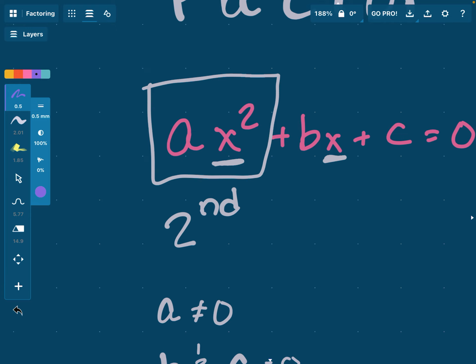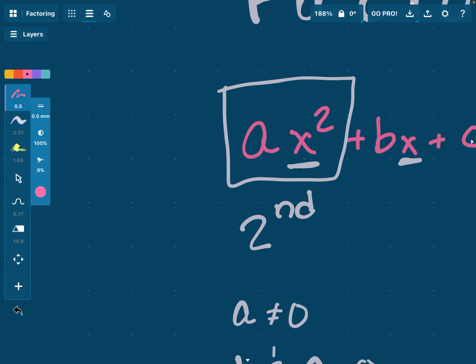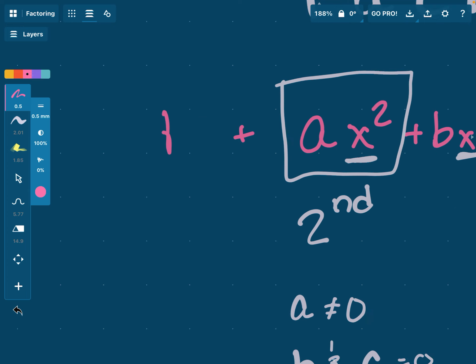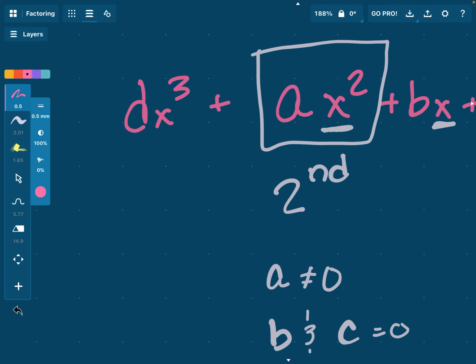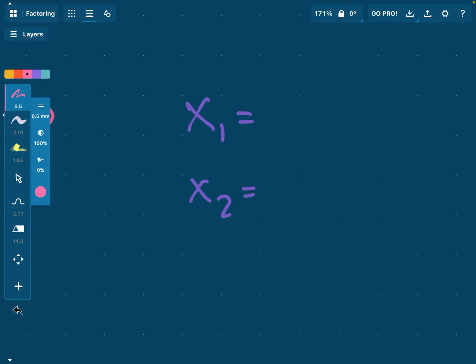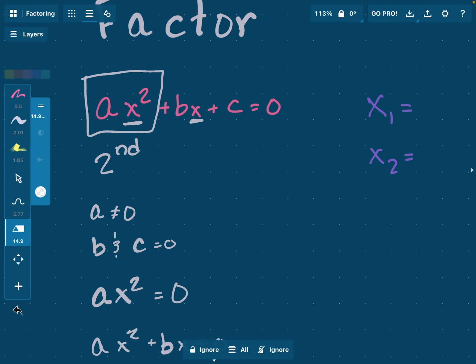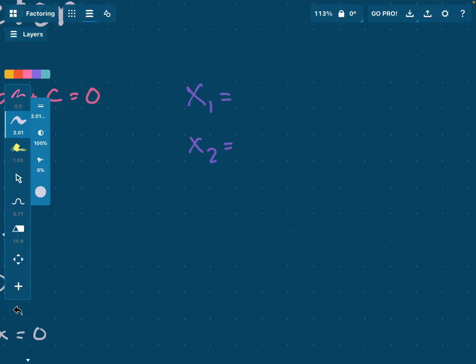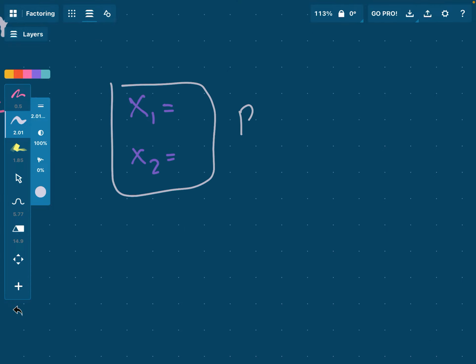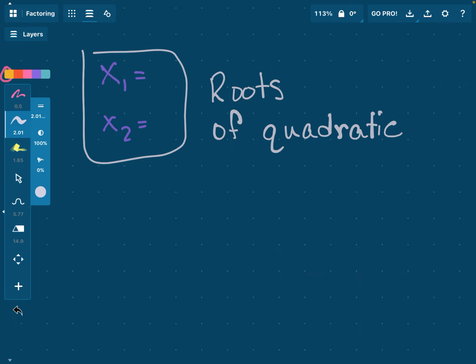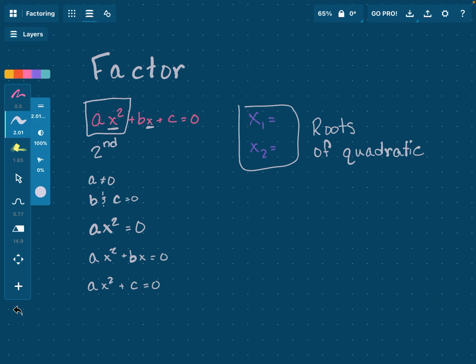If we had a third degree, so for example, let's say we had plus dx to the third, then we would have another solution. In this case though, this is a second degree polynomial, or again a quadratic, so it has two solutions. Sometimes we refer to these solutions as the roots of the quadratic, or just the solutions.